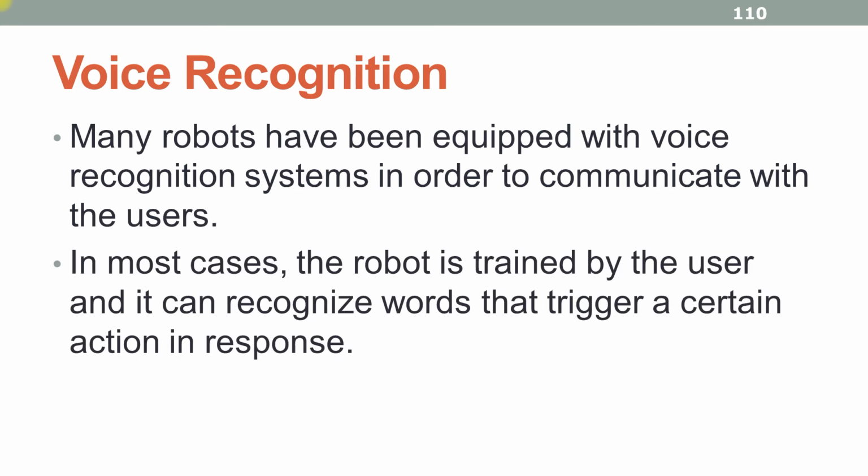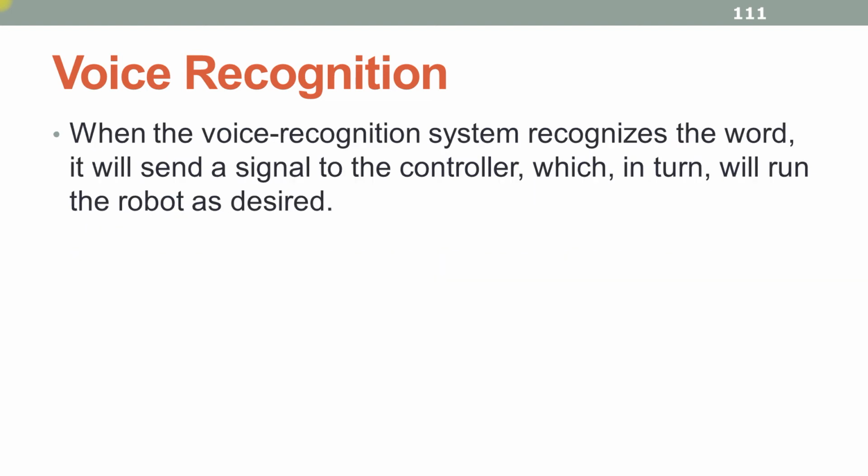In most cases, the robot is trained by the user and it can recognize the words that trigger a certain action in response. The training is mandatory. The training will improve the result. If a sound signal is properly recognized, then it will generate a signal to the controller. The controller can decide the action which the robot should take.